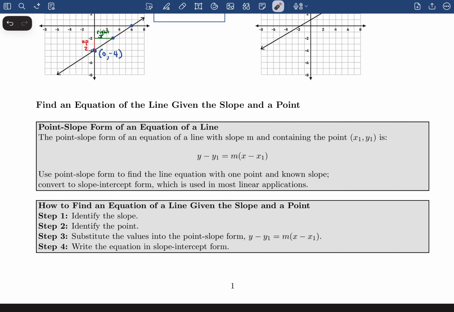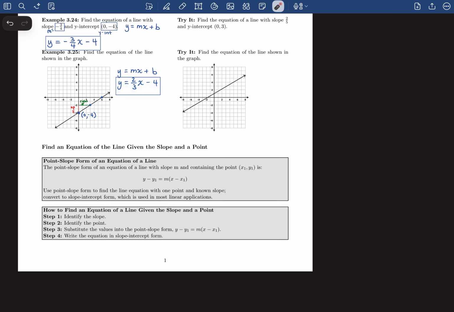Now, let's go through this four-step process of how to find an equation of a line given a slope and a point. Step 1, identify the slope. Step 2, identify the point. Step 3, substitute those values into the point-slope form that we just discussed. Step 4, write the equation in slope-intercept form. Let me walk you through this process with an example.